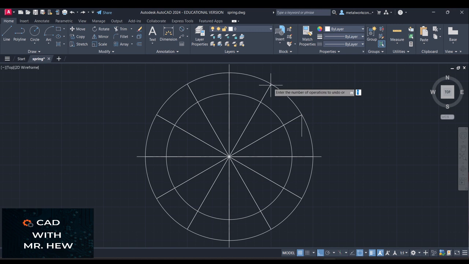So go line, enter, and I draw lines from where these divisions intersect the circle with the major axis diameter. So we draw a vertical line going up, a vertical line going up, a vertical line going up, and another vertical line going up. Good. Enter.